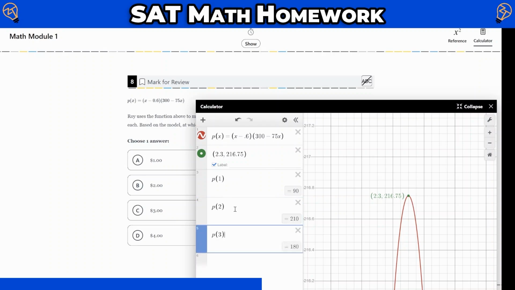And then I could do P of 3. Oh, it looks like it's dipping at that point. And we could see the same as P of 4 gives us 0. So the biggest output was 210, which occurred when X was 2, making the correct answer B.